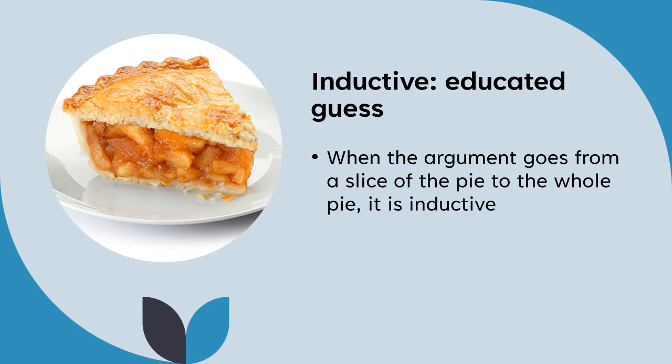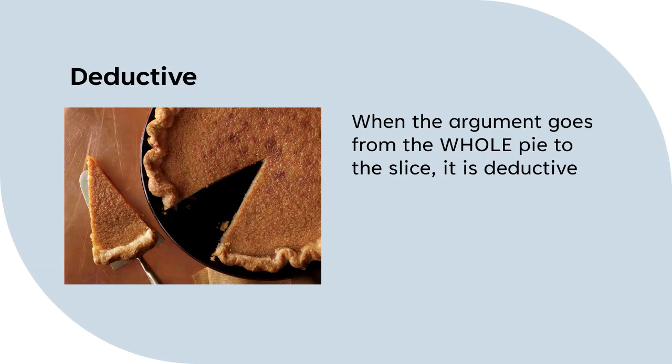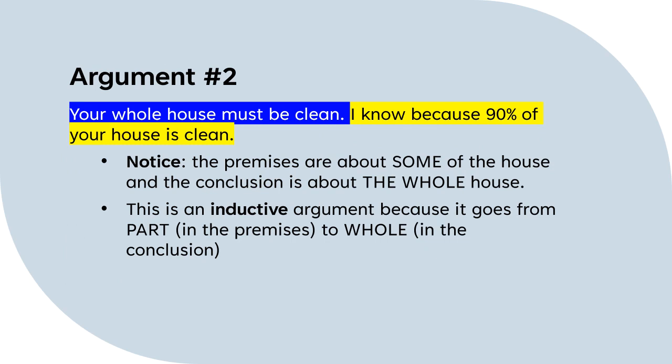Another way of thinking about it is like this. An inductive argument is basically an educated guess. What you're doing is going from part of the pie, a slice of the pie, to the whole pie. That's an educated guess. I've had one slice of this pie, and so I'm going to make an educated guess about the whole of the pie. Inductive. Deductive is the other way. I know something about the whole pie. The whole pie is pumpkin, and therefore I know something about part of the pie. Part of the pie is pumpkin. So deductive goes from the whole to the slice, from the whole to the part. Let's look at another argument.